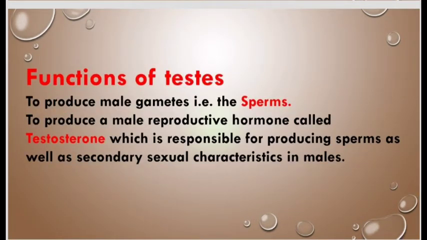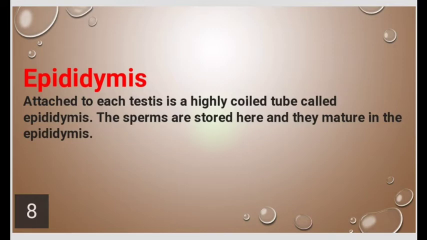Functions of testes. The following are the functions of testes. First, to produce male gametes, that is the sperms. Second, to produce a male reproductive hormone called testosterone, which is responsible for producing sperms as well as secondary sexual characteristics in males. Epididymis. Attached to each testis is a highly coiled tube called the epididymis. The sperms are stored here and they mature in the epididymis.